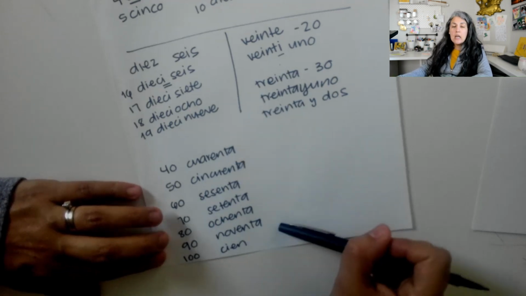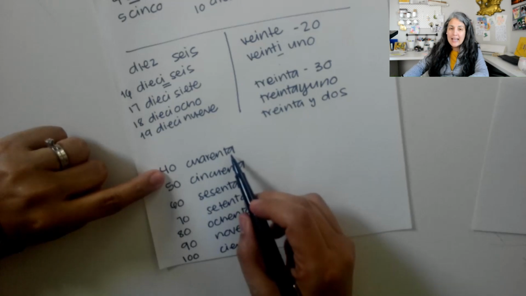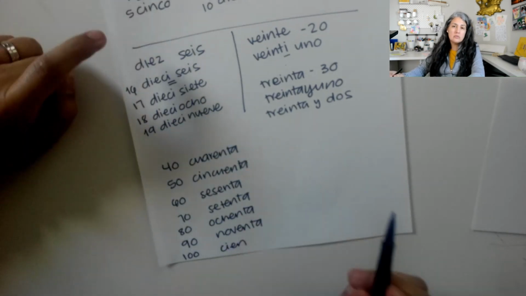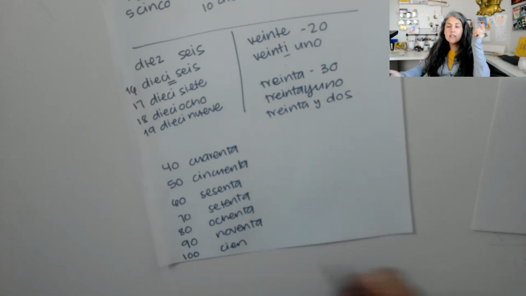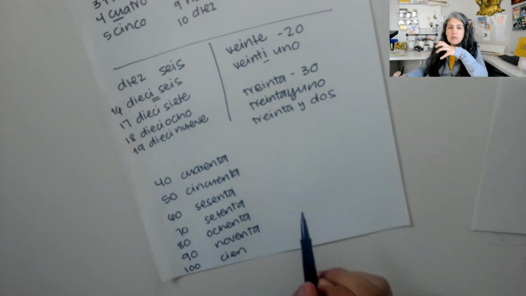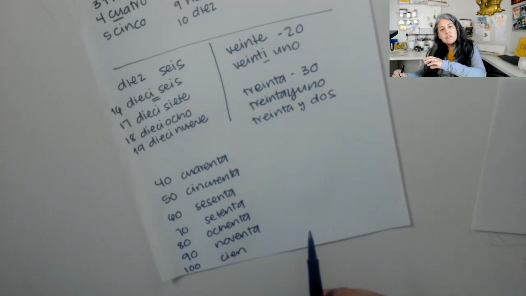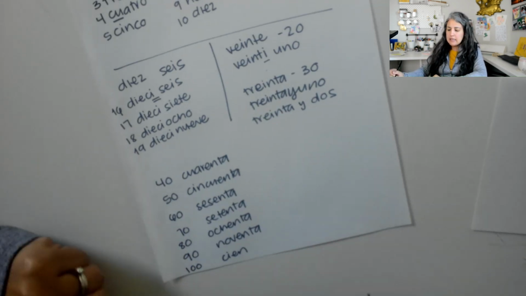From 40 to 90, we do the same pattern. Let's say number 44. 44. So we have 40 as the base and 4. For 60, let's do 65. 65. Have the base, 60 and 5. Let's do one for 90. Let's say 99.